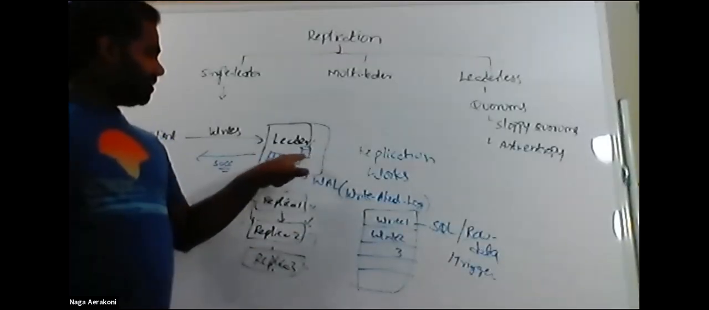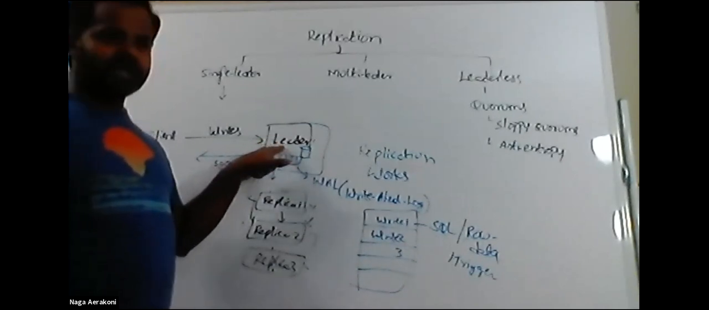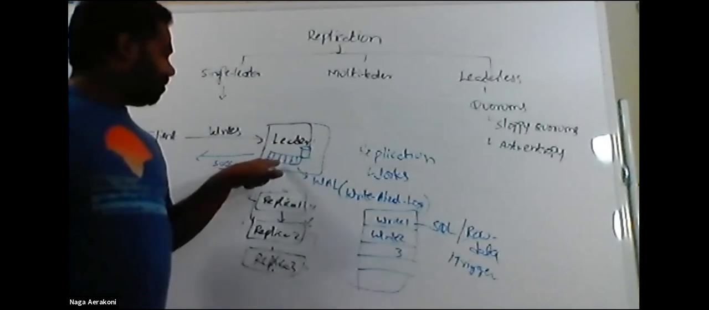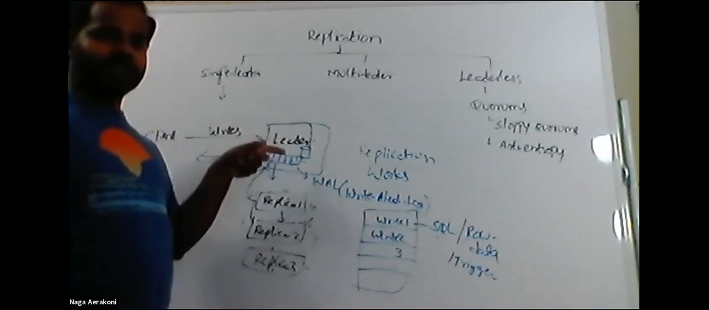Hi Naga, I have a question here. Is the write ahead log a file on the file system, or is it part of the database, or where does it live? It's not part of the database, but it's some durable storage. Even if the leader crashes, this log is actually available when it restarts.